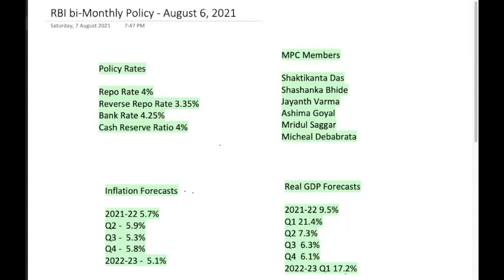Hi everyone. In this video, we'll see one of the major important news related to economics. That is when the RBI announced its bi-monthly monetary policy on August 6, 2021. We'll see the major highlights of the policy.